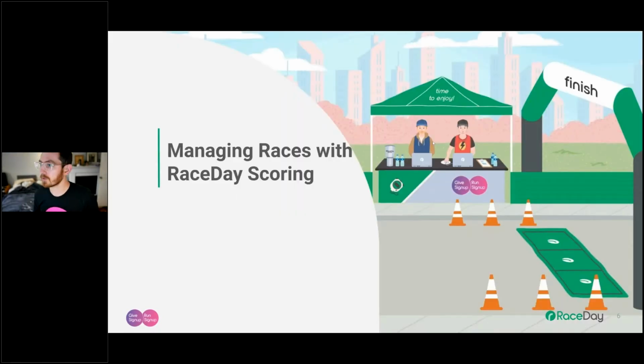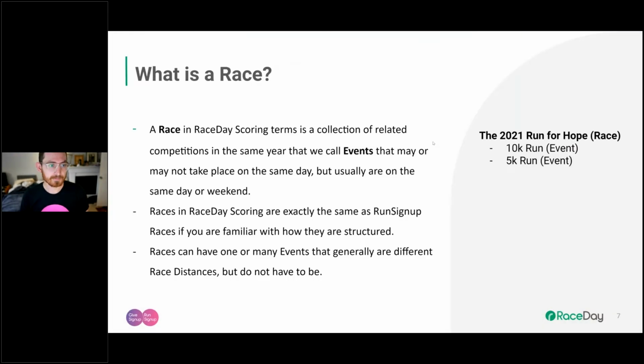Managing races with RaceDay scoring. First off, what is a race? A race in RaceDay scoring is a collection of related competitions in the same year that we call events, that may or may not take place on the same day, but usually are on the same day or weekend. On the right is the basic idea of a race and event structure: 2021 Run for Hope is the race, and there's a 10K run and a 5K run. Those are both events within a race. So when we talk about race and event, these are the things that we're talking about.